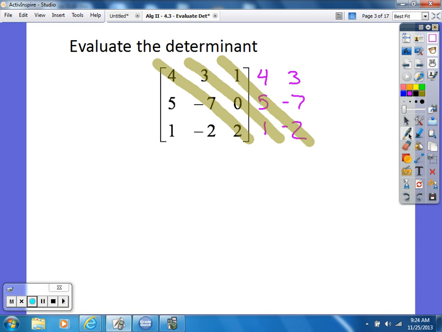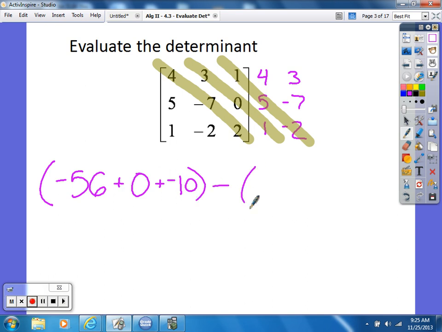So we're going to multiply the first diagonal that I did. 4, negative 7, and 2. What does that make? Negative 56. I'm going to put that in parentheses with a plus sign. And now I do the next diagonal. It's my favorite. Anytime there's a 0 in there, I really like those, because it doesn't require any thought process. 1, 5, and negative 2. Negative 10. Notice I put plus signs between each of those.